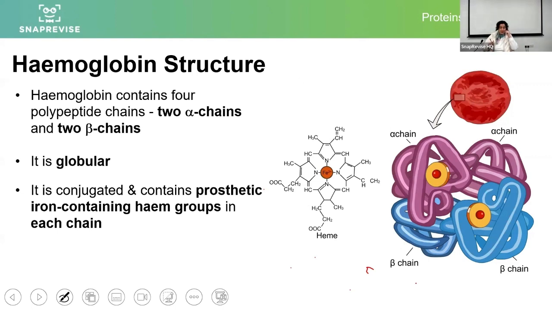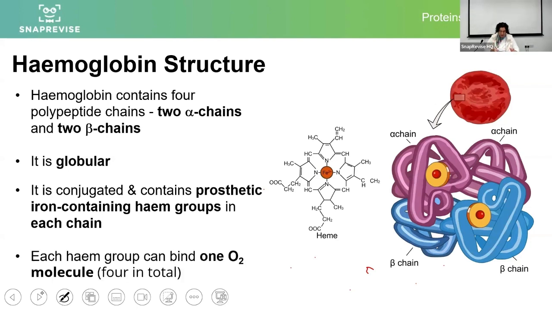It's a globular protein, and it's conjugated to what we call the prosthetic group, which is called heme. So this here is the structure of heme. You do not need to memorize it. You do, though, need to remember that it contains iron, and iron is crucial for the function of heme.